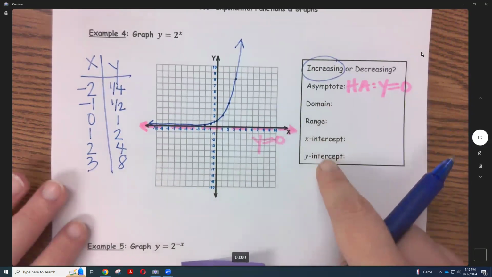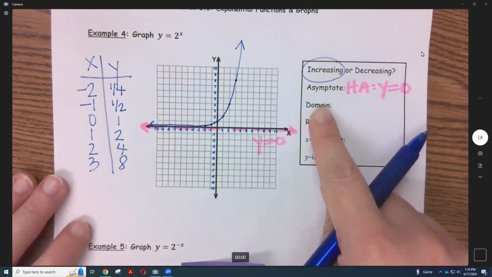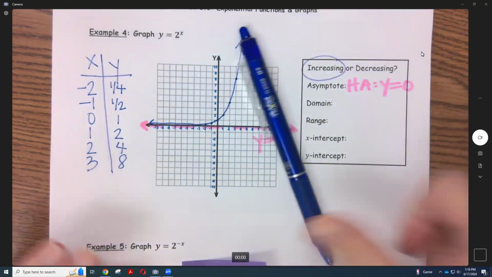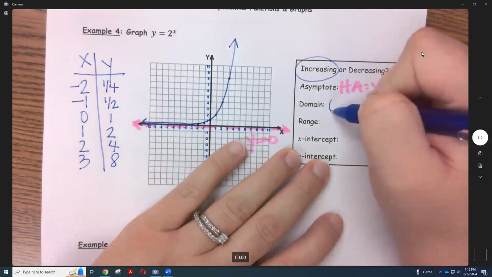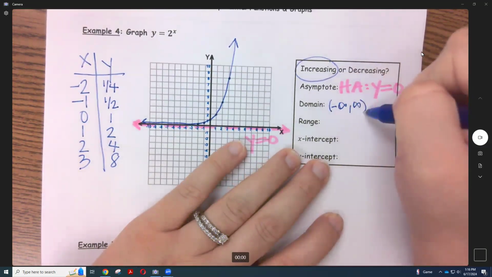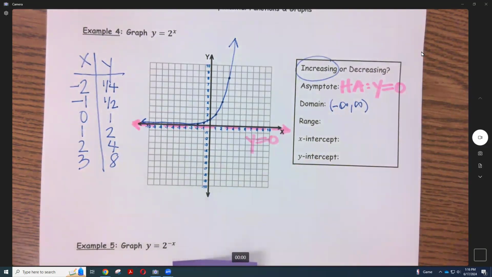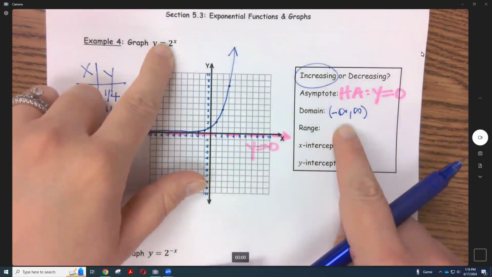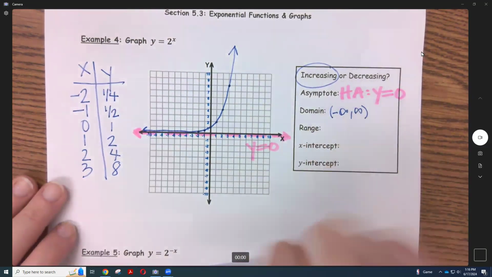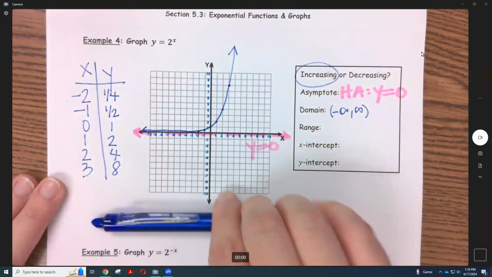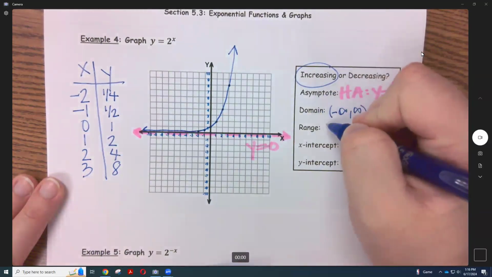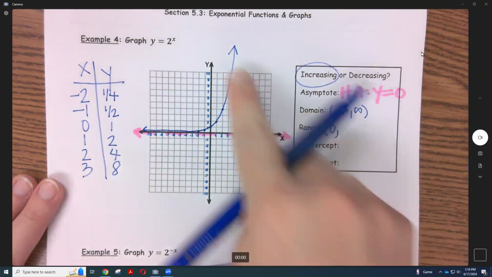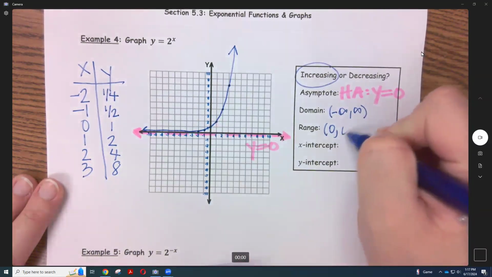Now let's answer the rest of these questions. What's my domain? We go from left to right, arrow to arrow. So my domain is -infinity to infinity, which we talked about a couple lessons ago. My domain is always going to be all real numbers anytime I have an exponential. Now my range, as I go from the bottom to the top, the first thing we hit is this asymptote at 0, which means it's never going to touch 0. So we have parentheses 0, and then it's going to keep going up forever to infinity.